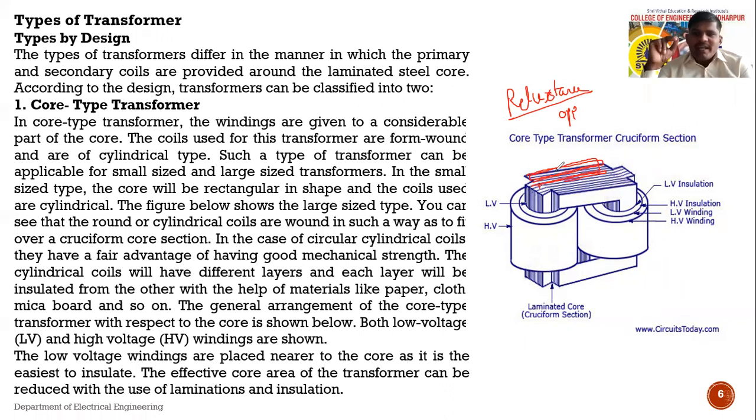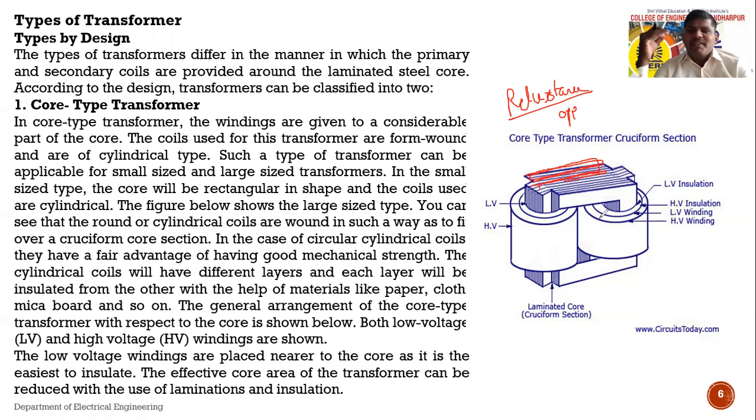This material will be insulated with a varnish, or it may be one type of coating, and a number of turns can be wound around that core. So this is the core and winding. And insulating material, suppose paper insulation or mica insulation, is provided in between core and winding, in between turns to turns, and in between primary winding and secondary winding. So this is the construction related to the transformer.